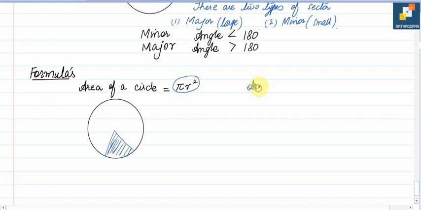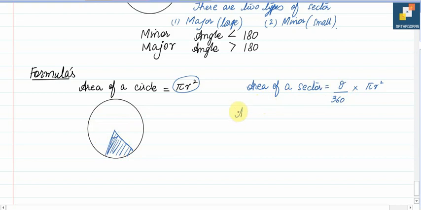Now area of a sector is pi r square because of the circle, but not the whole circle. It covers a portion, that means theta divided by 360 multiplied by pi r square. Now this theta divided by 360 is basically highlighting this portion only, and whole area is pi r square, and that portion is theta upon 360 times pi r square. So that is the area of a sector, right?